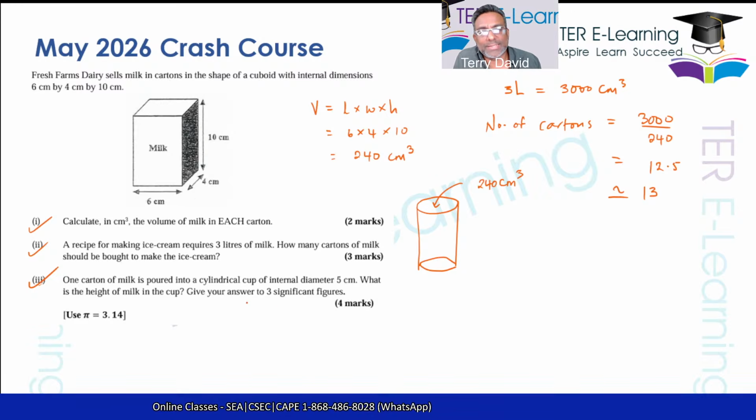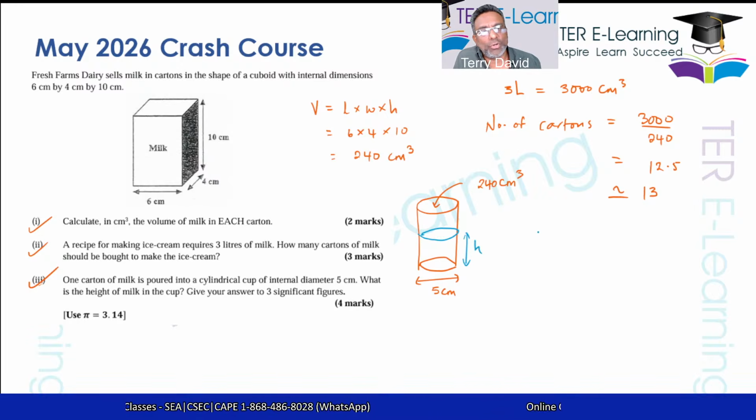They're telling us that the internal diameter is going to be 5 cm. So this here is going to be 5 cm. That's the internal diameter. They want to know, just like the previous question, so you're pouring the milk inside here, and what's going to happen is that obviously the milk is going to rise to a certain depth here.